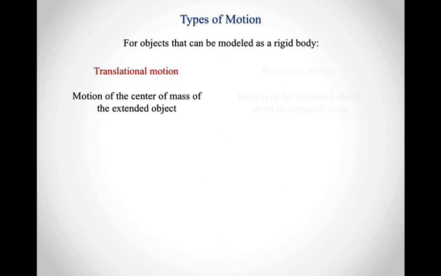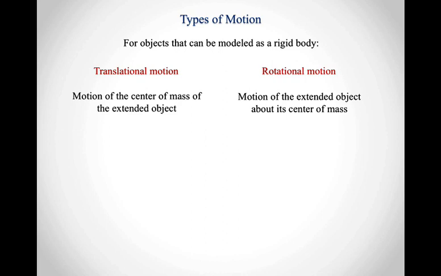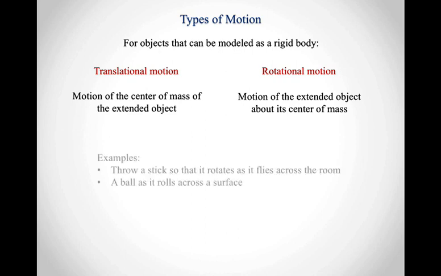But with my extended object, I also have rotational motion. I may have the center of mass of my object pinned in place so that that's what my object rotates about. So it doesn't have translational motion, it just has rotational motion. Or it may be a situation where I have both translational and rotational motion.